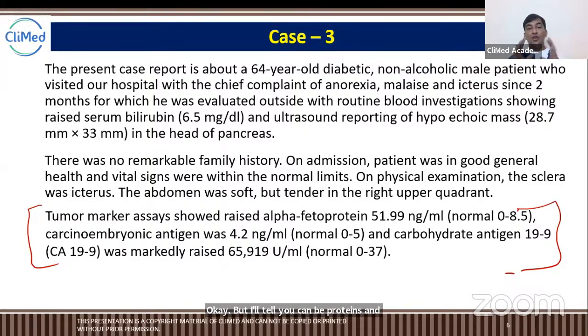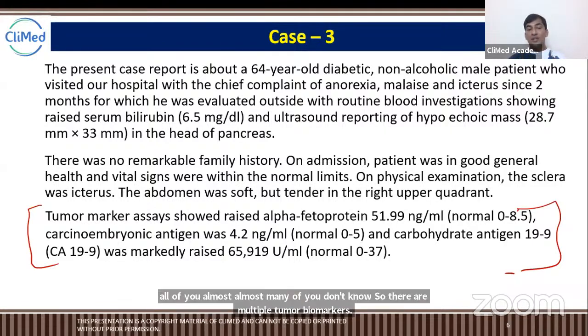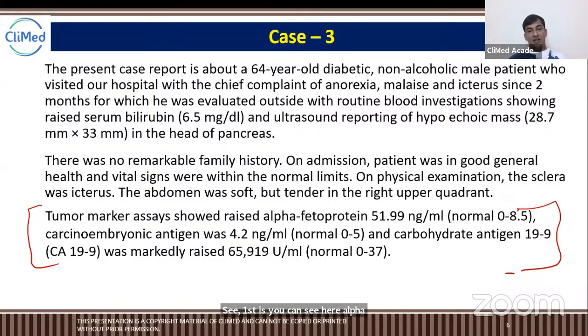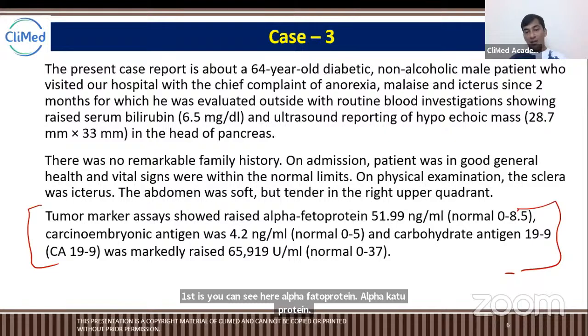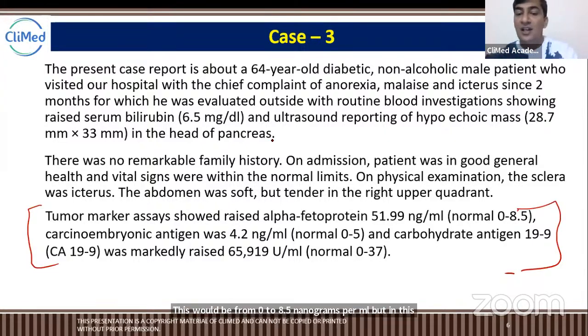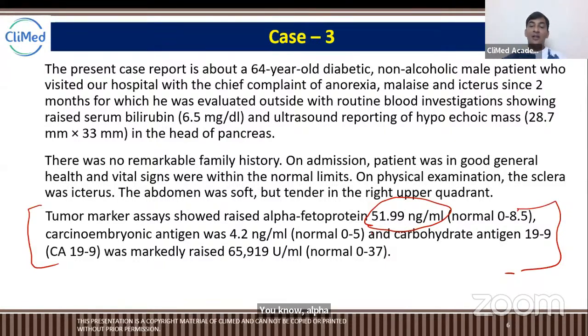So there are multiple tumor biomarkers. First, you can see here, alpha fetoprotein, which should be from 0 to 8.5 nanogram per ml. But in this patient, alpha fetoprotein is 51.99 ng per ml. The second thing is carcinoembryonic antigen, which should be normal at 0 to 5 ng per ml. This is 4.2, so this is normal here.